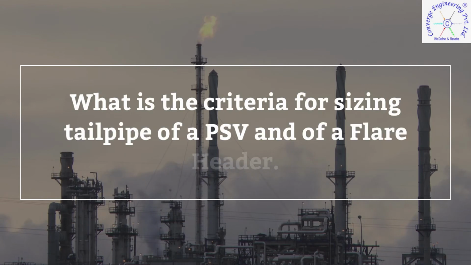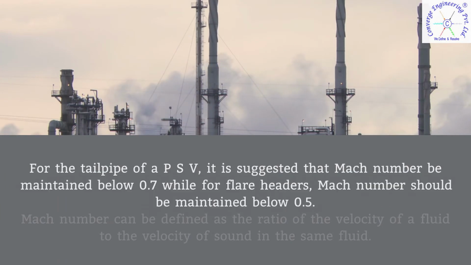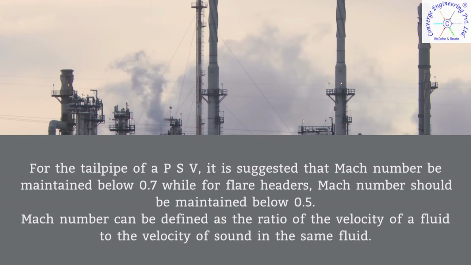What is the criteria for sizing the tailpipe of a PSV and of a flare header? For the tailpipe of a PSV, it is suggested that Mach number be maintained below 0.7, while for flare headers, Mach number should be maintained below 0.5. Mach number can be defined as the ratio of the velocity of a fluid to the velocity of sound in the same fluid.